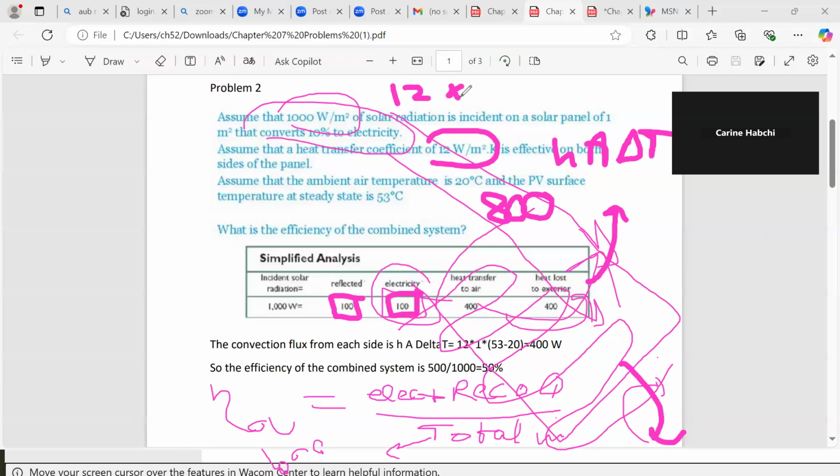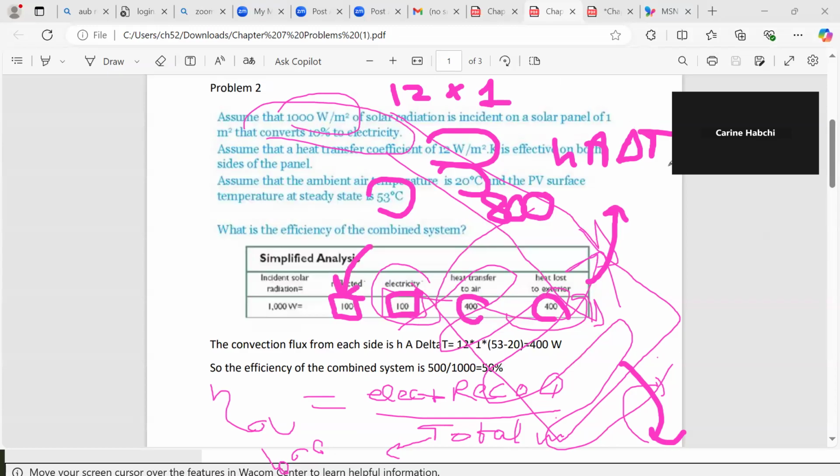Times, since we are doing the analysis for 1 meter square, we just multiply by 1. And delta T is what? 53 minus 20. So if you do the calculation, you obtain that heat lost from the upper and lower side is equal to 400. That's why they didn't give us the reflected part, because we can deduce it. Because you know h, you know delta T.